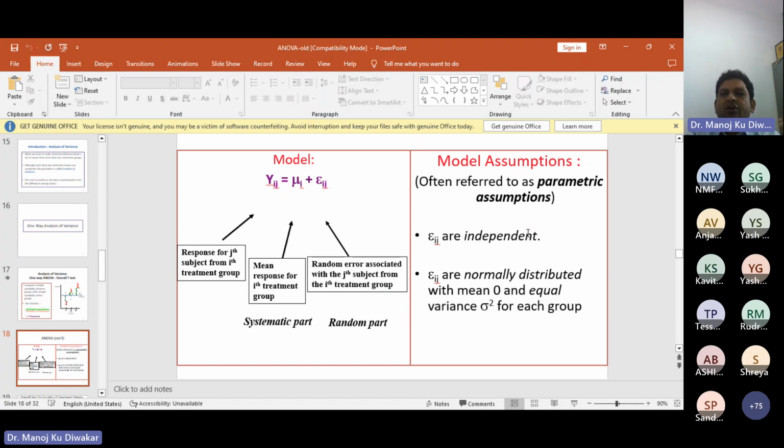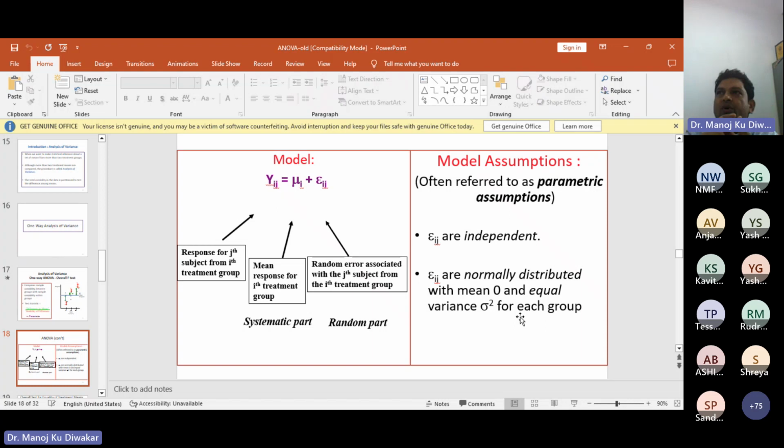So the model assumptions are often referred to as parametric assumptions. The errors should be independent, and these errors are normally distributed with mean 0 and equal variance sigma square for each group. So this is your assumption for parametric methods. This is the assumption you need to follow.